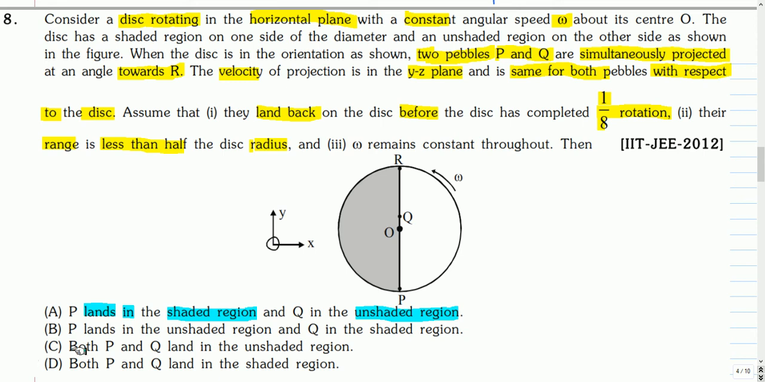So 4 options are given. P lands in shaded region, Q in unshaded. P lands in unshaded and Q in shaded. P and Q in unshaded. P and Q in shaded. So basically the pebbles are thrown from here, P and Q, and it's been given that they land on the disk. We have to find whether they land on the unshaded part or the shaded part. You can pause the video and attempt this question.